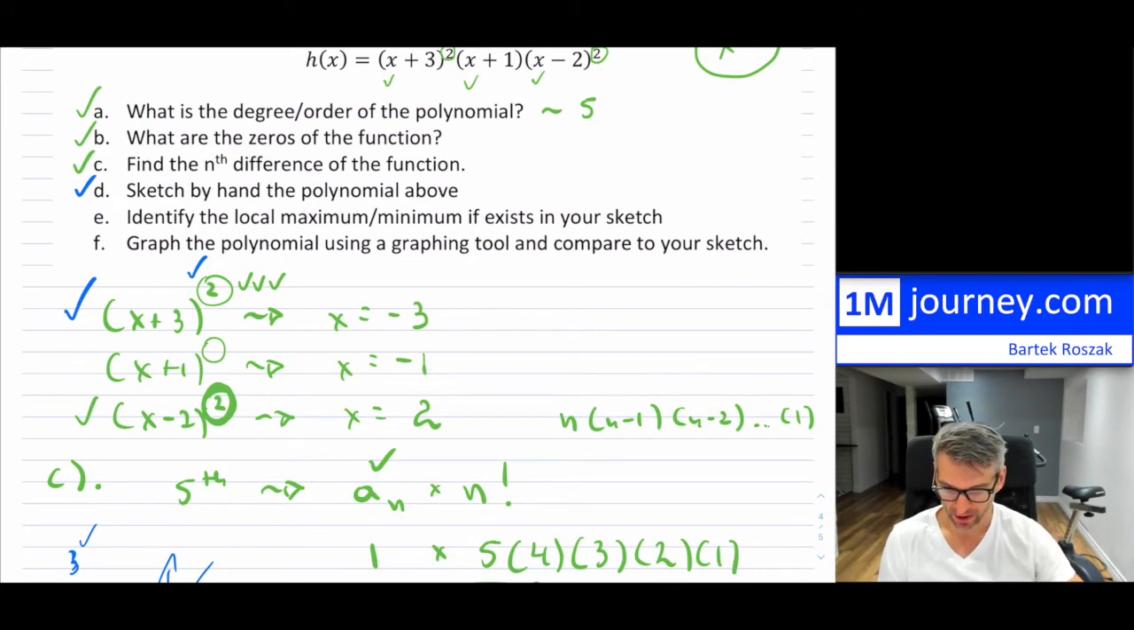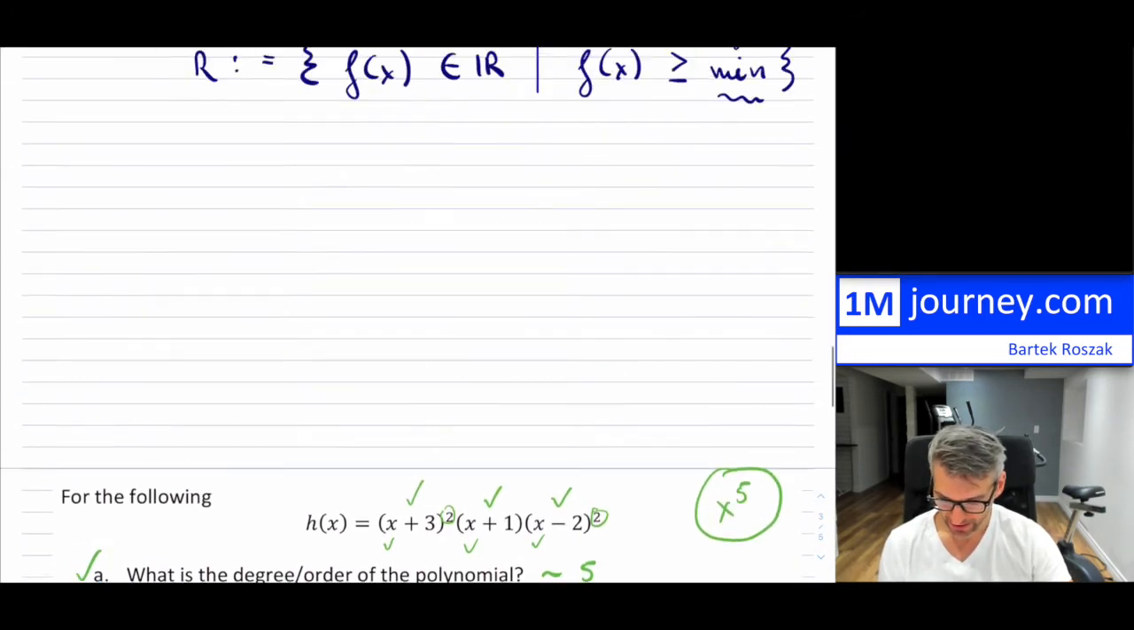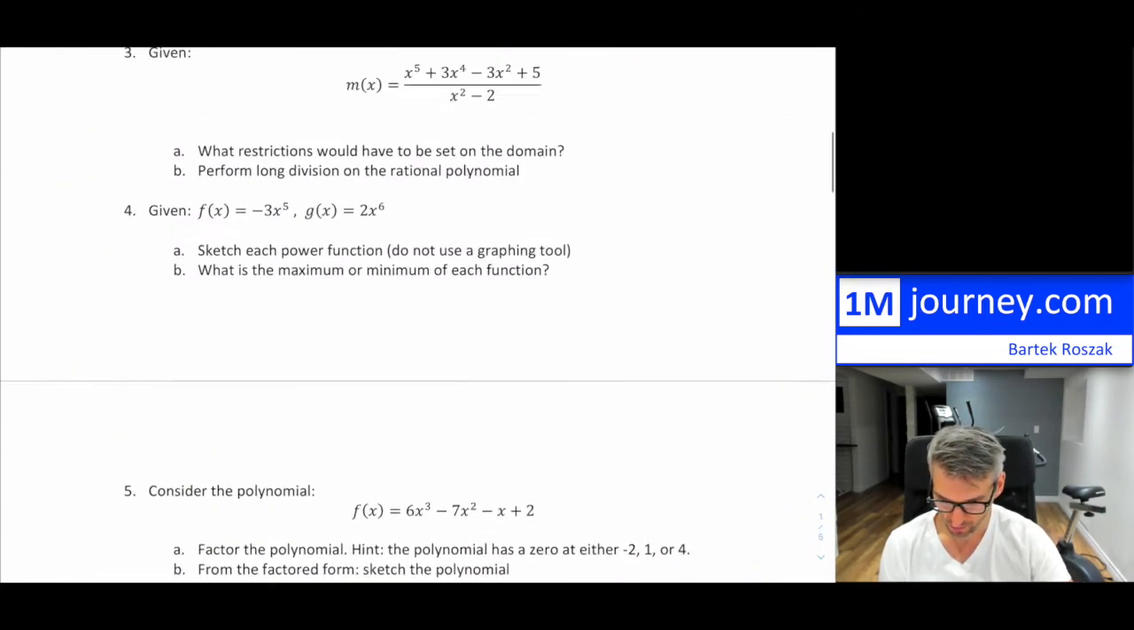Definitely one which tests your ability to understand these concepts.